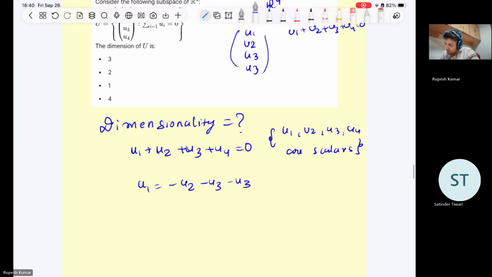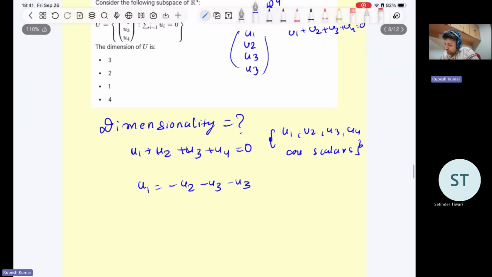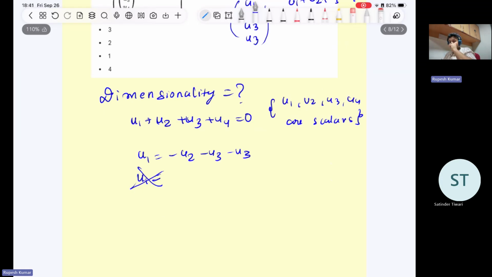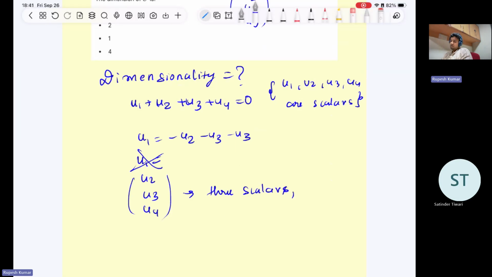Am I right here? Yes, this we can write. So basically, you essentially don't need the value of u1. U1 is not at all required. So the only variables that define this space are u2, u3, and u4. And the question is, if you have three independent scalars, how many dimensions can we span?